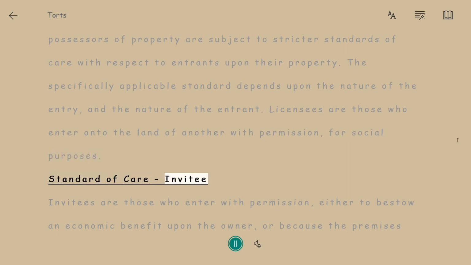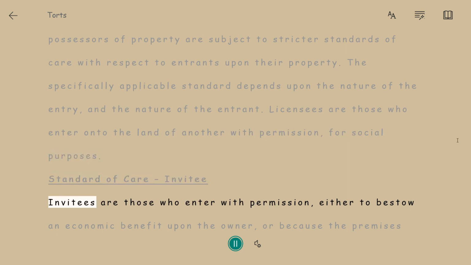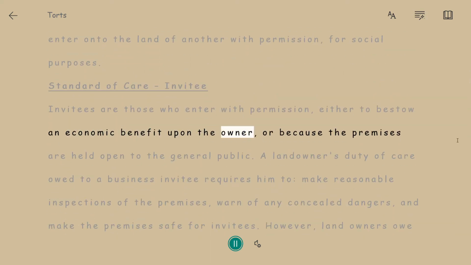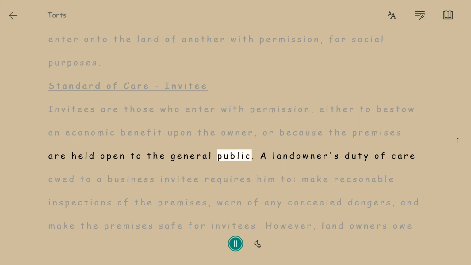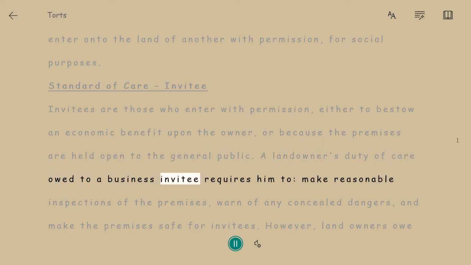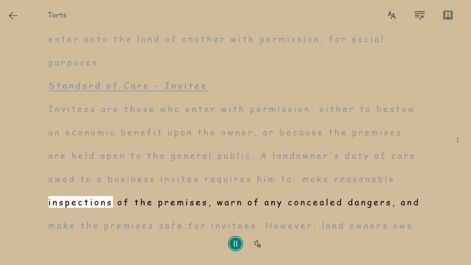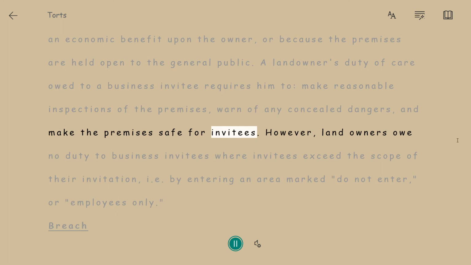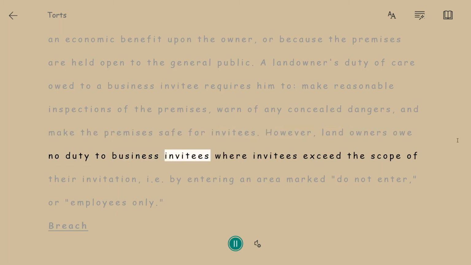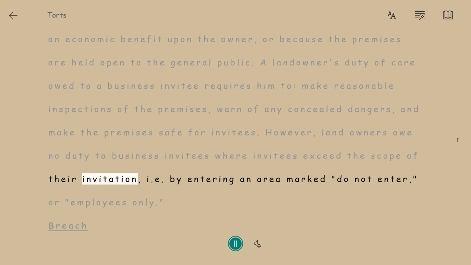Standard of care, invitee. Invitees are those who enter with permission, either to bestow an economic benefit upon the owner, or because the premises are held open to the general public. A landowner's duty of care owed to a business invitee requires him to make reasonable inspections of the premises, warn of any concealed dangers, and make the premises safe for invitees. However, landowners owe no duty to business invitees where invitees exceed the scope of their invitation, i.e. by entering an area marked Do Not Enter, or employees only.